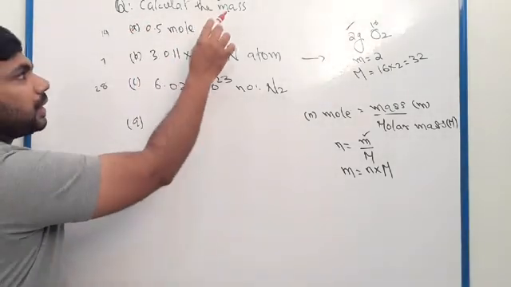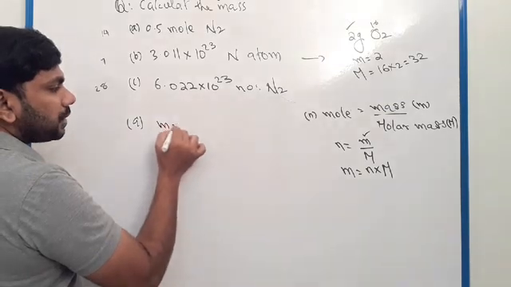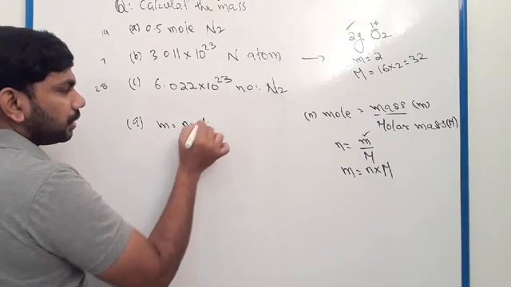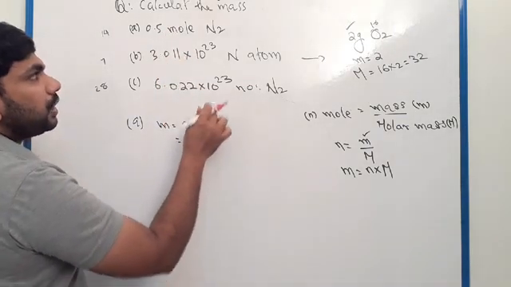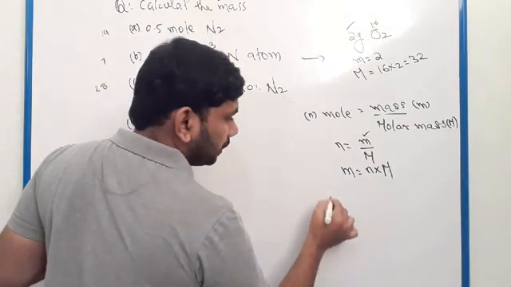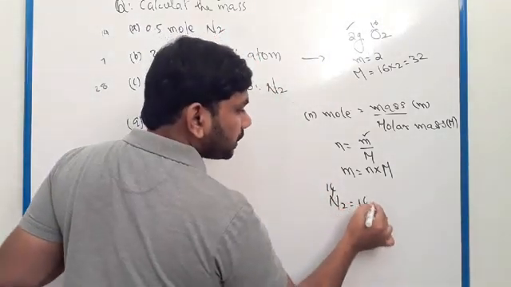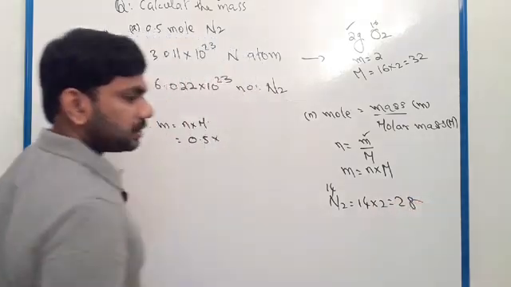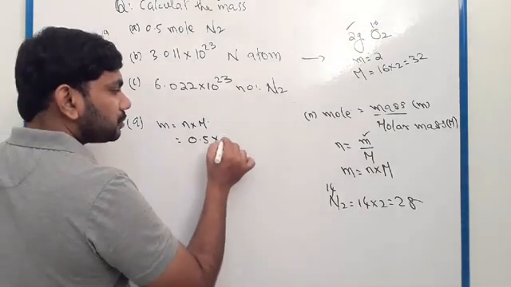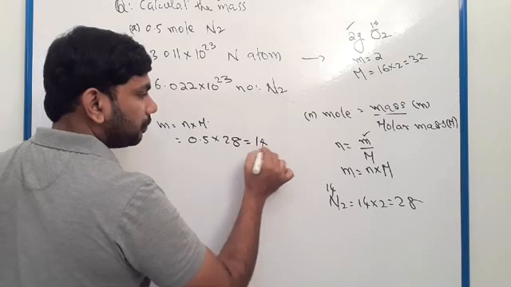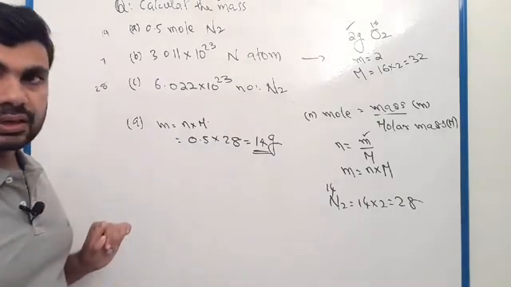So let us check. First one, calculate the mass of 0.5 moles of N2. Mass is equal to number of moles times molar mass. The number of moles is 0.5, times molar mass of nitrogen. Nitrogen atomic mass is 14, and here it is N2, so 14 times 2 will be 28. 0.5 times 28, the answer will be 14. The unit of mass is gram, so 14 gram. This is the answer. Clear?